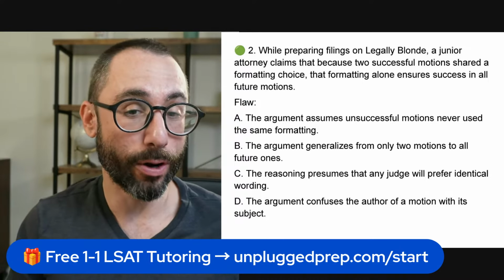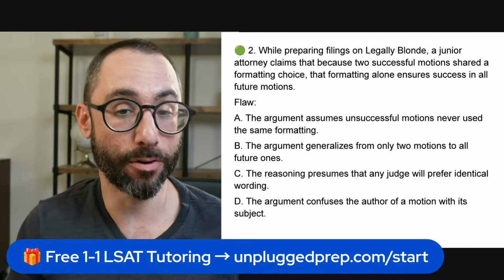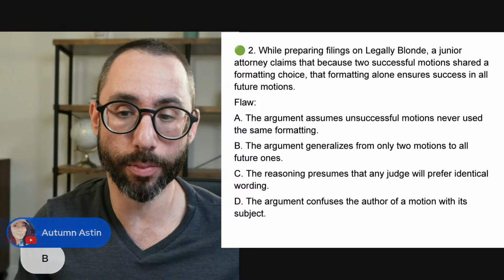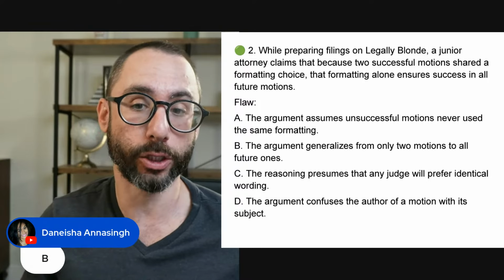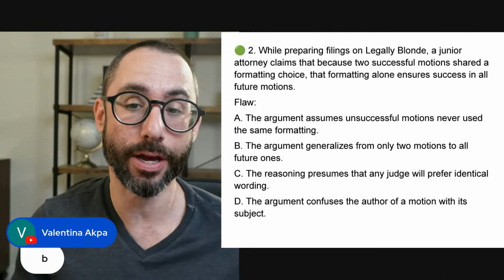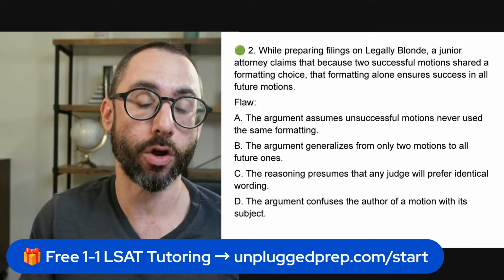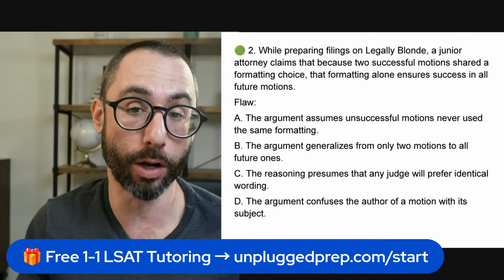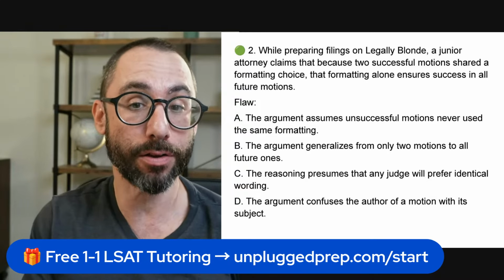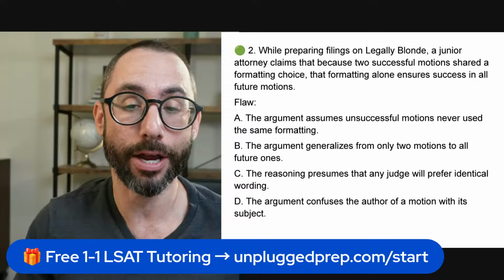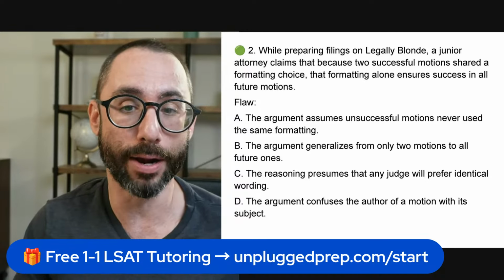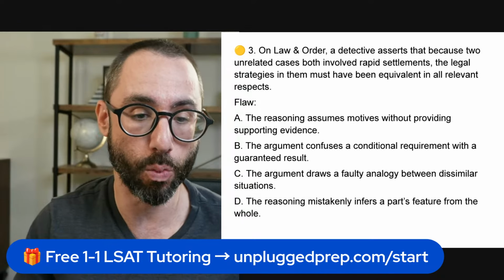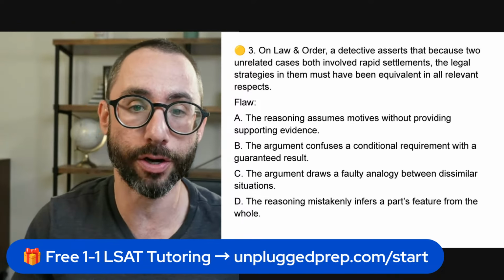I see some folks starting to drop answers into the chat. We got some folks saying A, some folks saying B. Anne says A. Then we have Autumn, Osvaldo, Denisha, all saying choice B as in Bravo. Valentina says B, generalizing from only 2 motions to all future ones. And B as in Bravo is in fact the answer. Well done. The evidence was saying because we had 2 successful motions sharing a formatting choice, that formatting alone we can generalize to assume success in all future ones. Well done. Now we're going on to question number 3.